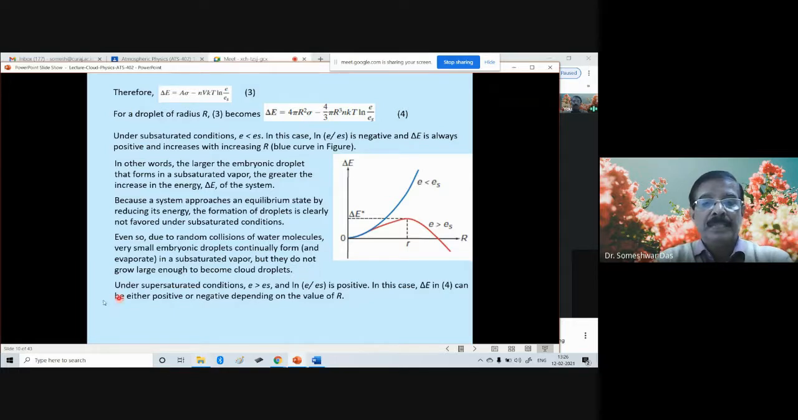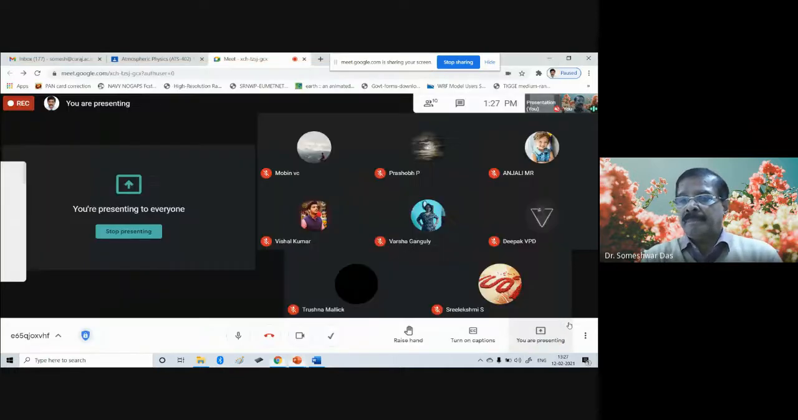Under supersaturated condition, that means when E is greater than ES, the vapor pressure is greater than the saturation vapor pressure.